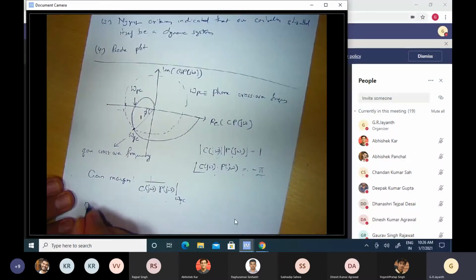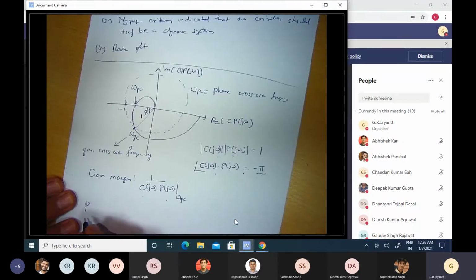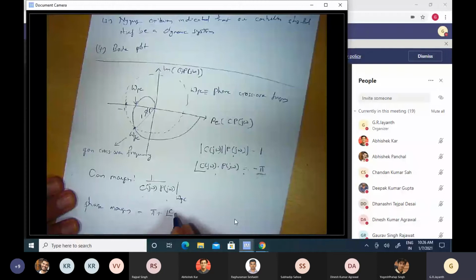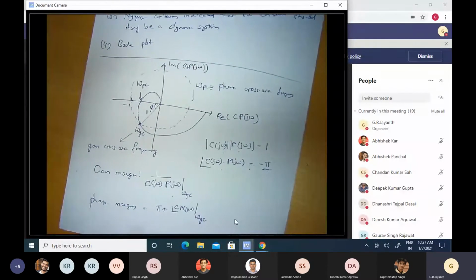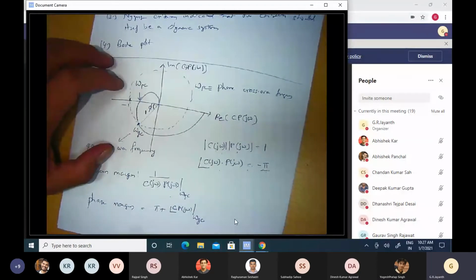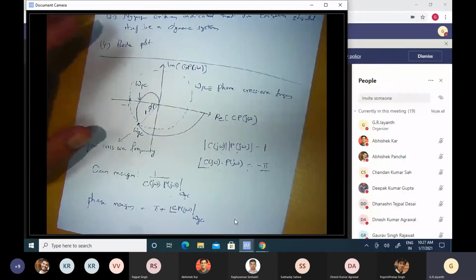Okay, so the second notion which helps us quantify the extent of stability of a feedback system is the notion of phase margin. The phase margin by definition is equal to pi plus the angle of C times P of j omega at the frequency omega gain crossover, omega GC. This is by definition the phase margin. Now in both cases we are able to ascertain that our closed loop system is going to be stable.